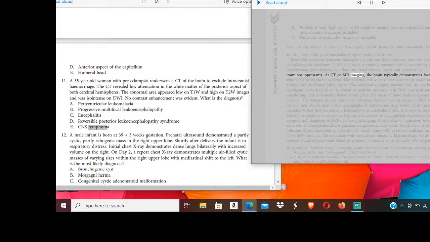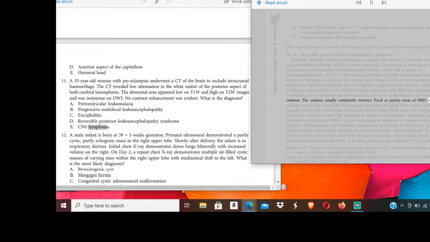At CT or MR imaging, the brain typically demonstrates focal regions of symmetric hemispheric edema. The parietal and occipital lobes are most commonly affected, followed by the frontal lobes, the inferior temporal occipital junction, and the cerebellum. Lesion confluence may develop as the extent of edema increases. MR DWI was instrumental in establishing and consistently demonstrating that the areas of abnormality represent vasogenic edema. The edema usually completely reverses.